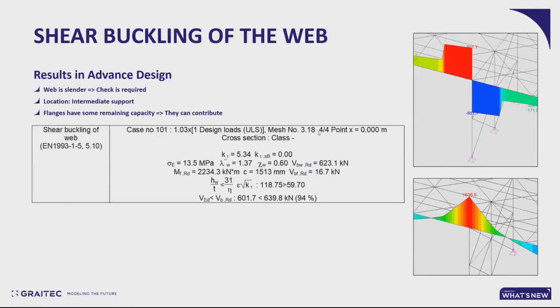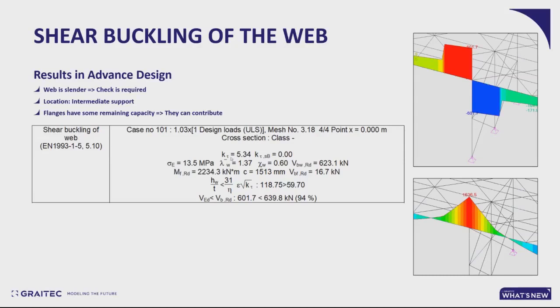So first of all, you have the information about the result location. Here, it's on an intermediate support where we have shear force and bending moment. So first of all, we check if the verification is required, and we see here the limitation of a stiffened web, because we did have stiffeners. So the web, we are way above the limit, so we have a thin web for which the shear buckling verification is required.